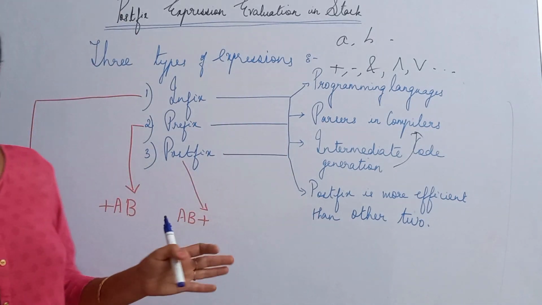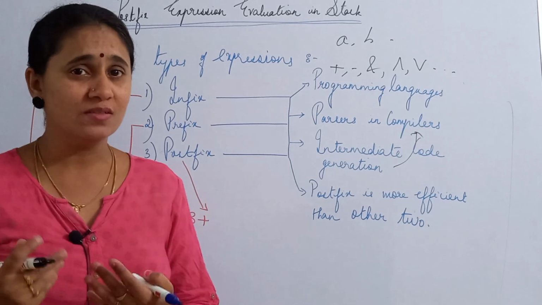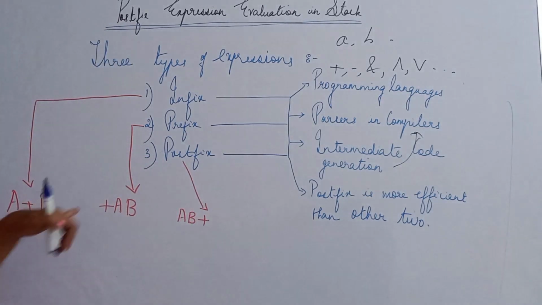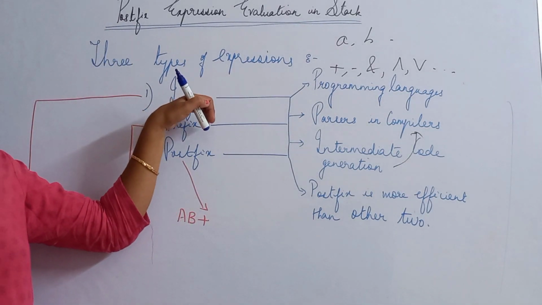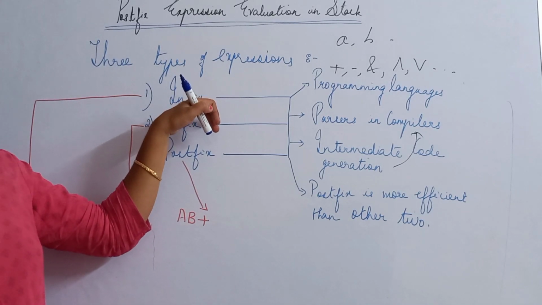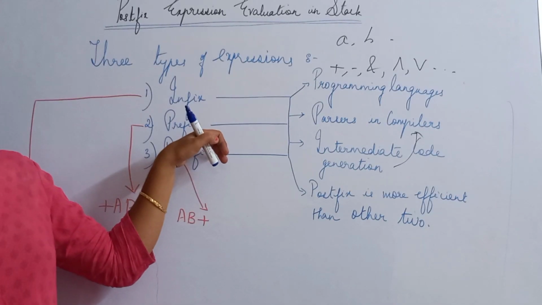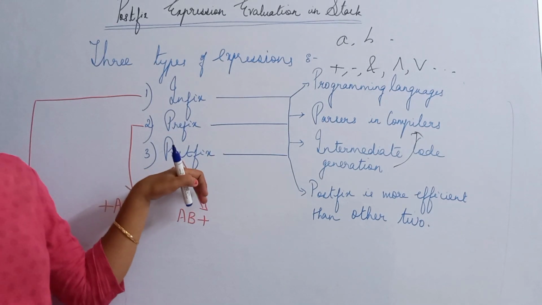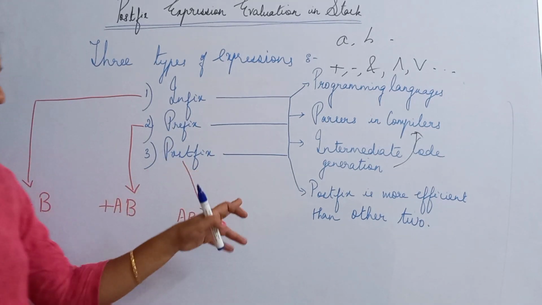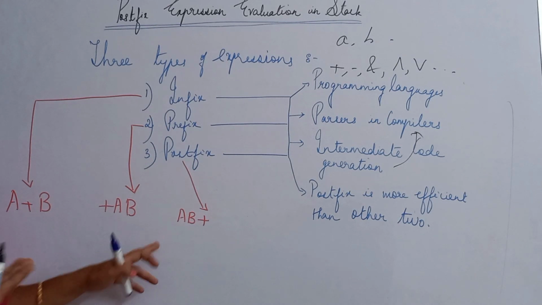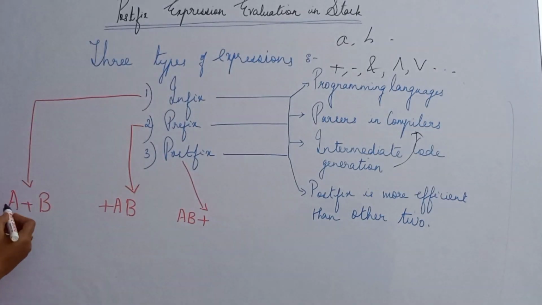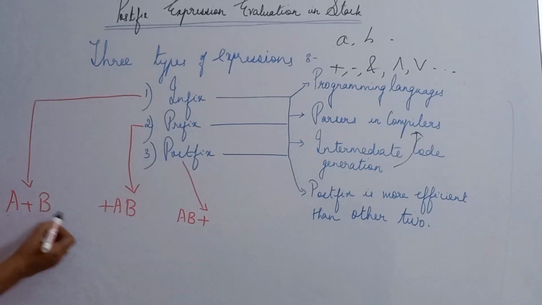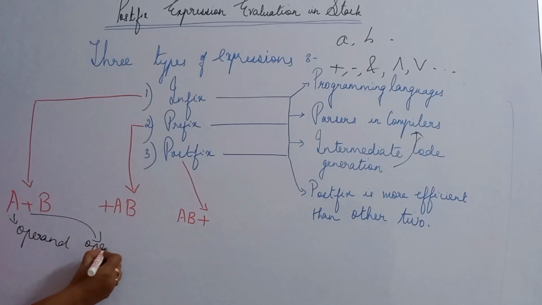Now we will see the representation of these expressions. How the infix expression is represented, how the prefix expression is represented, and how the postfix is represented. I have given you an example. This is an example for an infix expression: a plus b, where a and b are the operands, and plus is the operator.